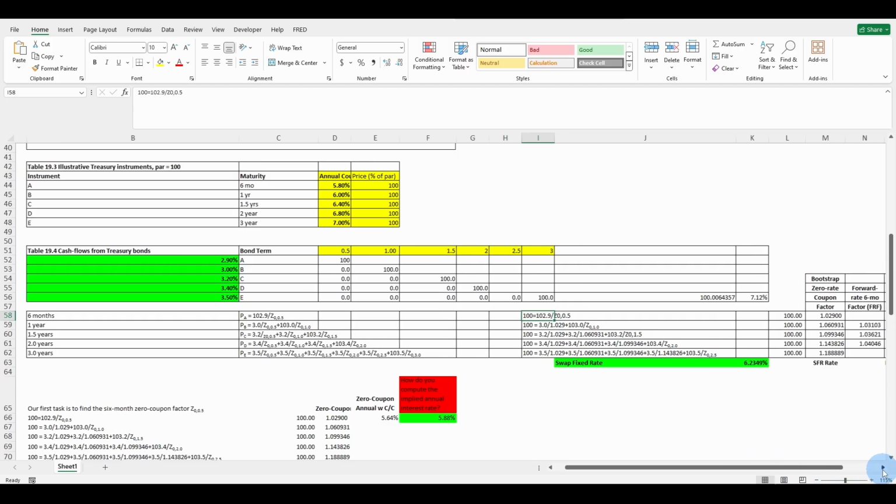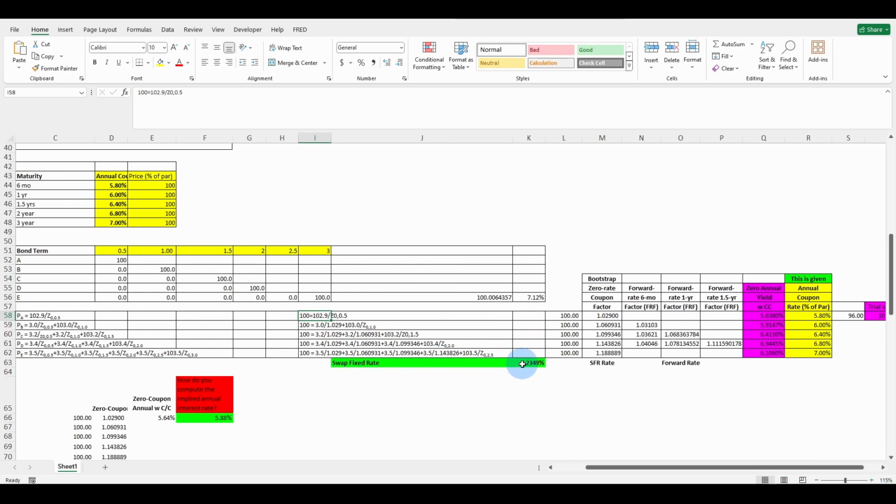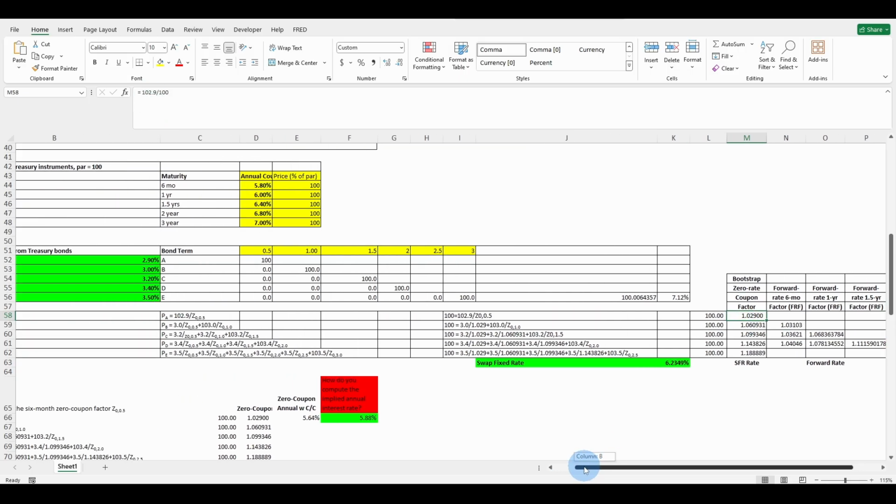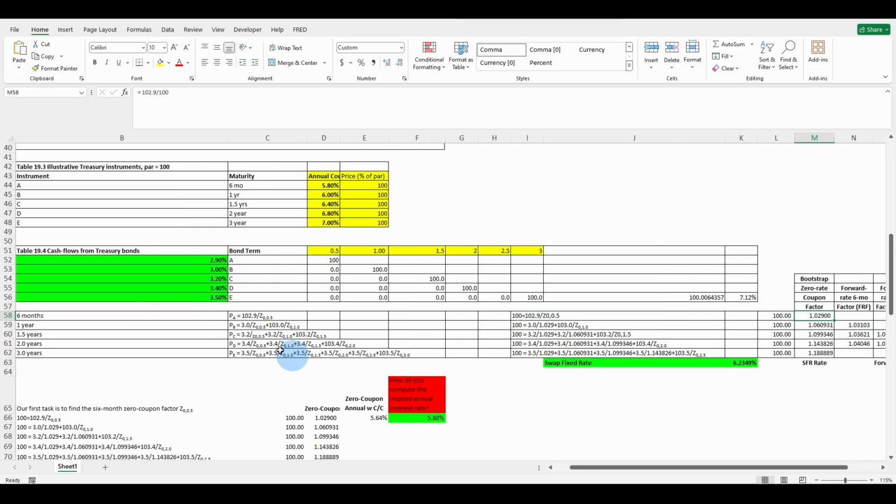Then what we're going to do is compute the swap rate. So we're going to use D44. We're going to go up here and use this 5.8, divide this by M58. Then we're going to use the bootstrap method. And we have 102.9, and that is derived from 102.9 right here.